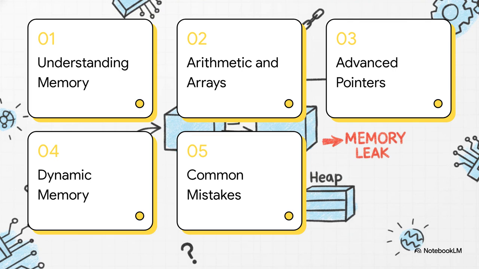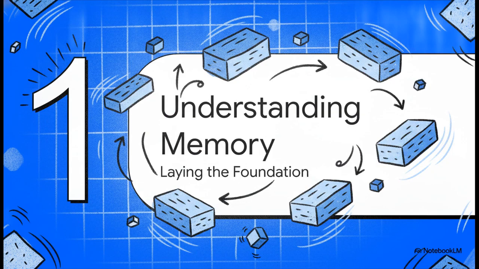Here is our roadmap. We are following what's widely recognized as the standard progression for learning these core components. 1. Understanding memory and pointers. 2. Pointer arithmetic and arrays. 3. Functions and advanced pointers. 4. Managing dynamic memory. And 5. Avoiding common pointer mistakes. All right, let's jump right into Section 1, Understanding Memory and Pointers, laying the foundation.